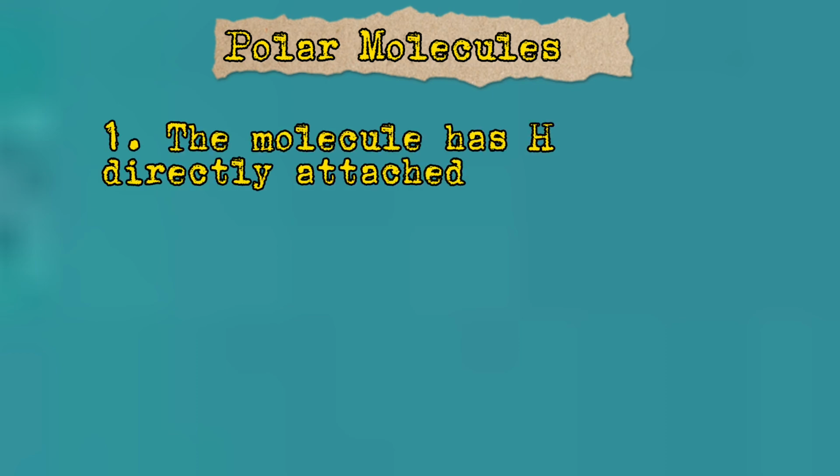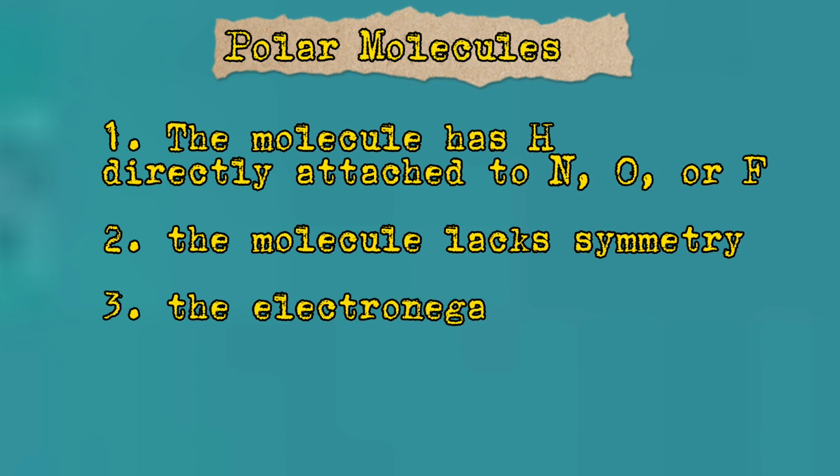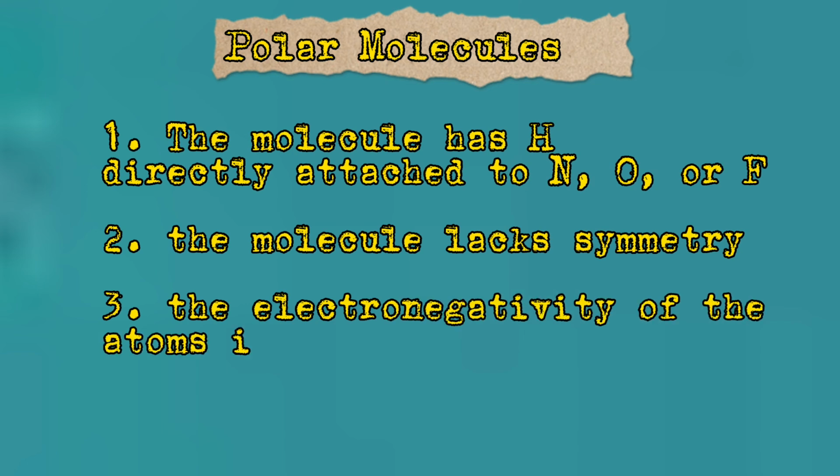For polar molecules, it must be: 1. The molecule has hydrogen that is directly attached to nitrogen, oxygen, or fluorine. 2. The molecule lacks symmetry. And 3. The electronegativity difference of the atoms is more than 0.5.